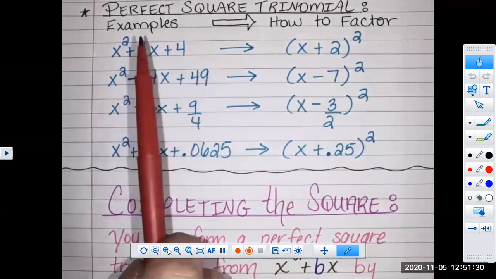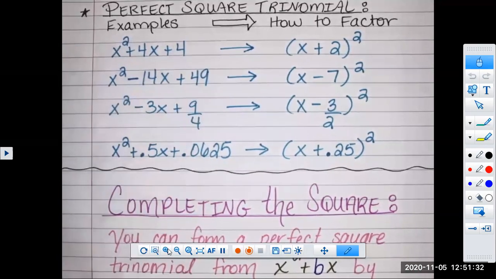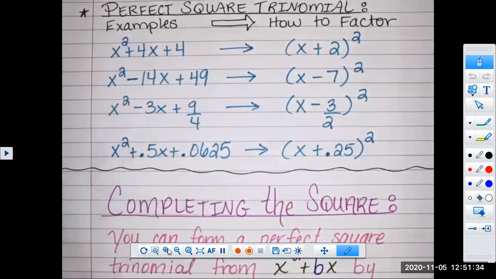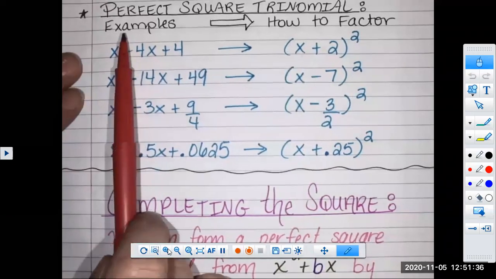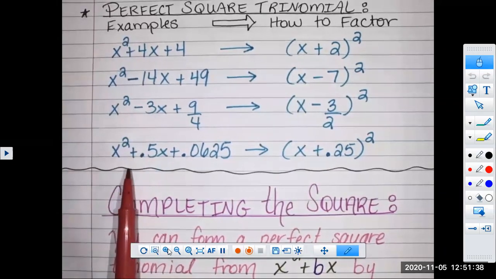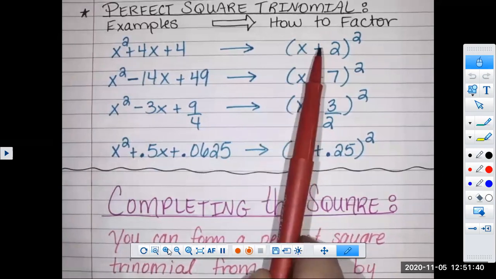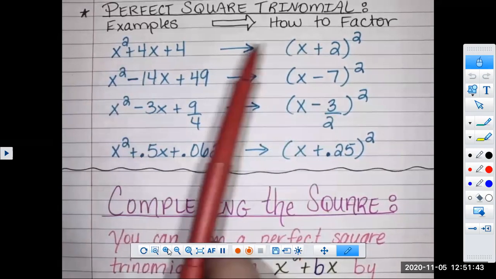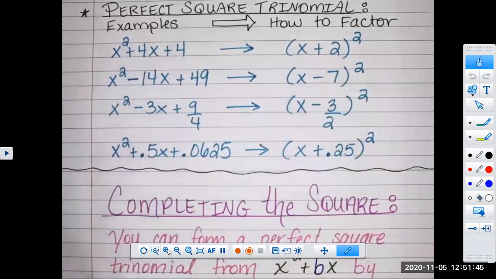So how you actually factor a perfect square trinomial is you take the square root of your first term, of course, and it goes in front. The sign comes from the middle sign here, and you take the square root of that end number.